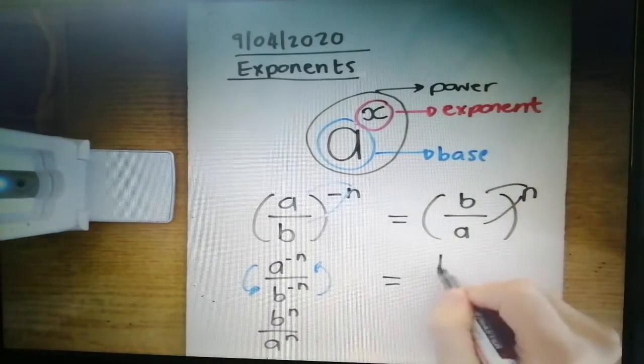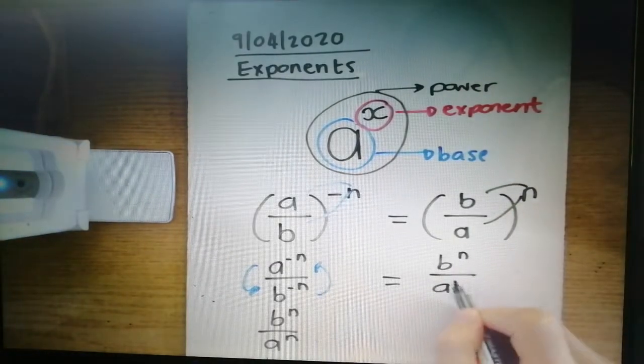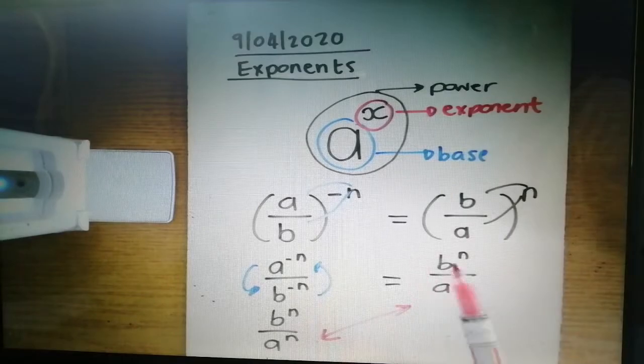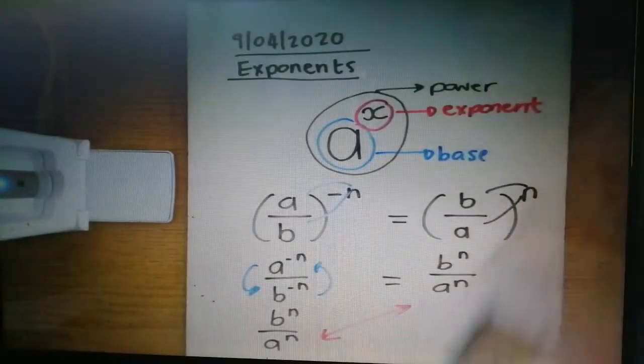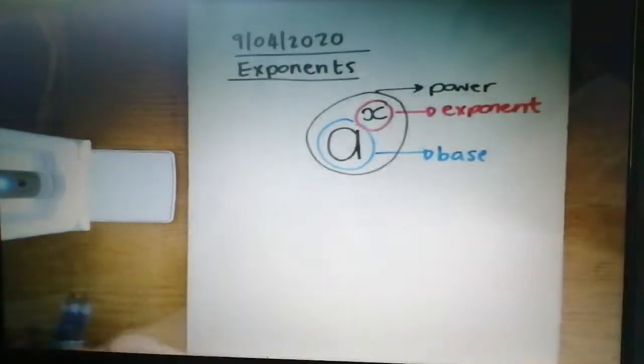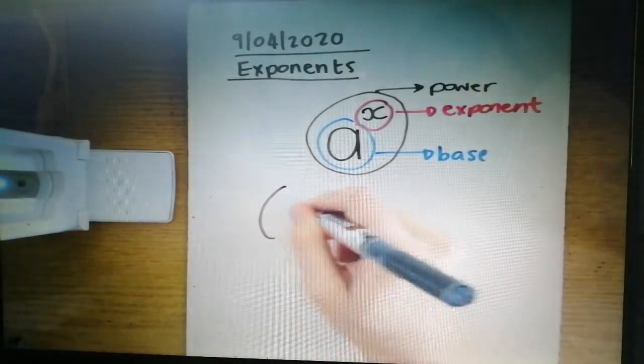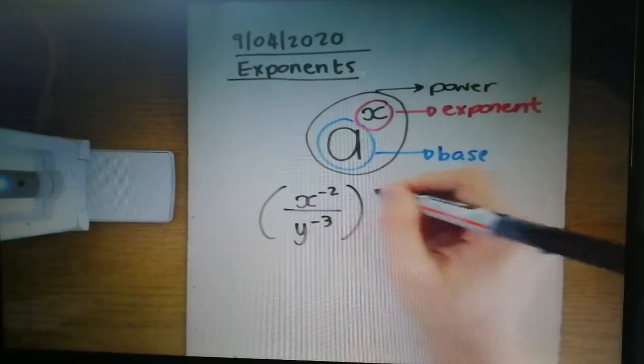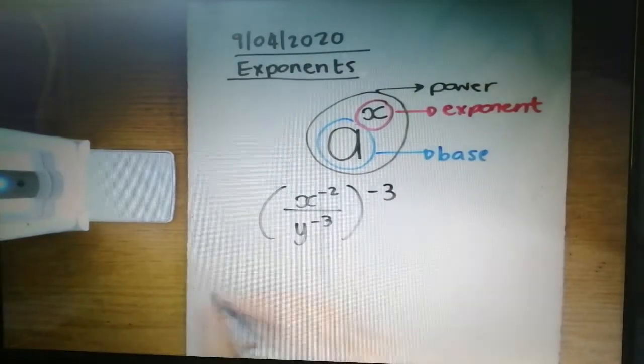Distribute it straight in there, b to the n over a to the n. And those two things are the same answer. So it's not a law that you have to know, but it does make your life easier. Okay. So just remember though, if I had something like this, x to the negative 2 over y to the negative 3 raised to the negative 3, for example.